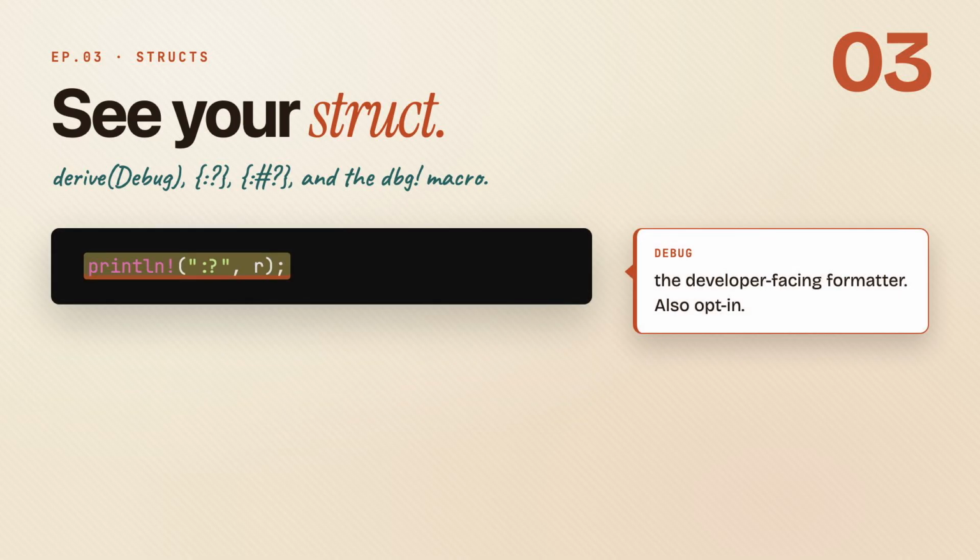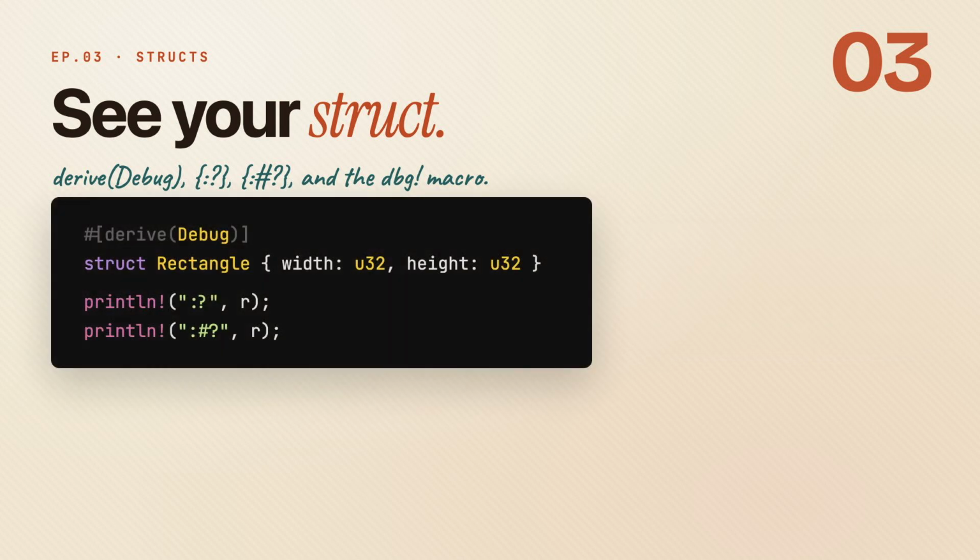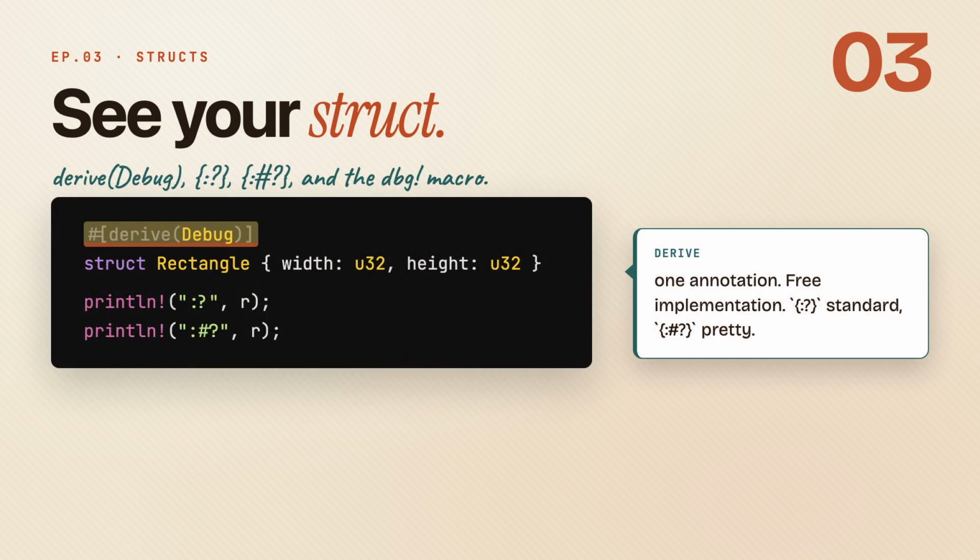So there is a second formatter built for developers, which is the curly braces and colon question mark. This is the debug format. Try it and the compiler will stop you because Rectangle does not implement Debug either. Same problem, different formatter. Rust still wants you to opt in.